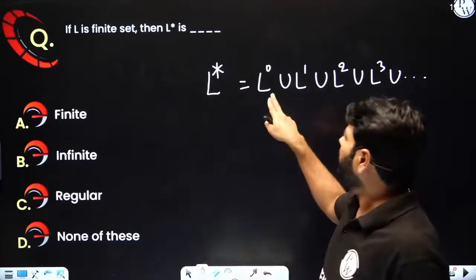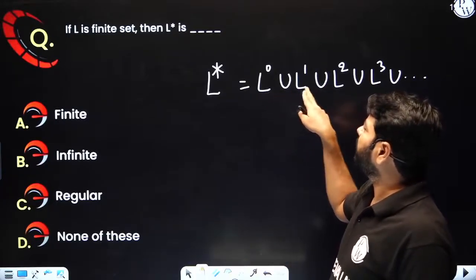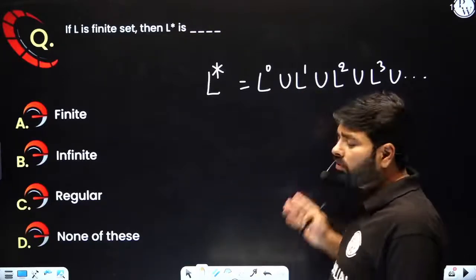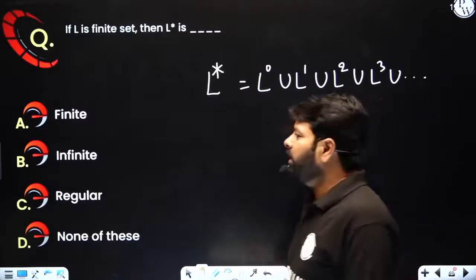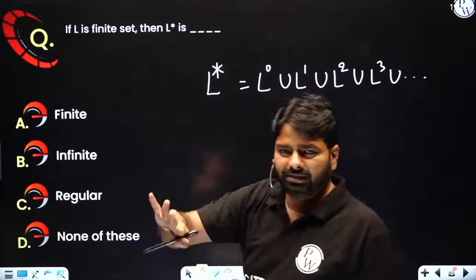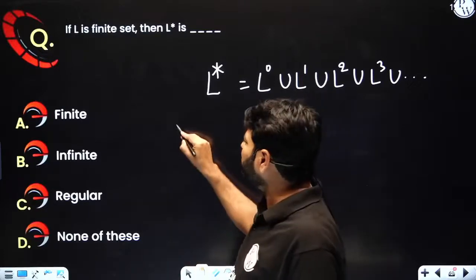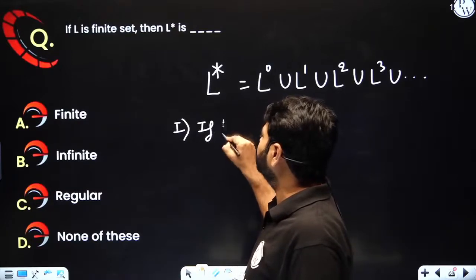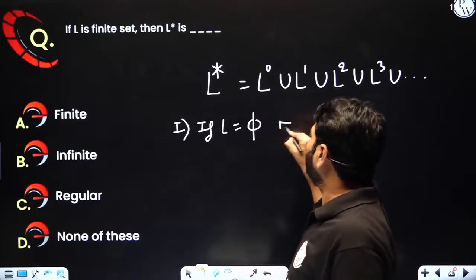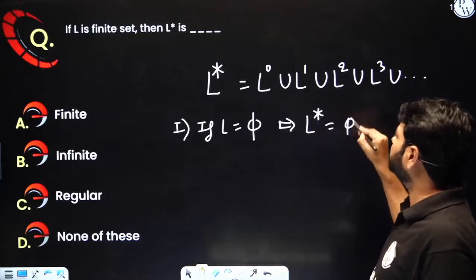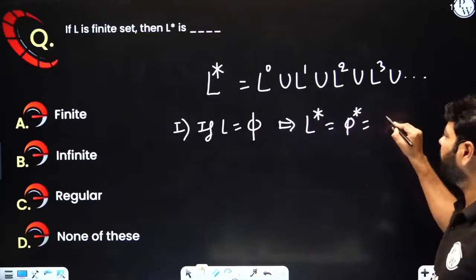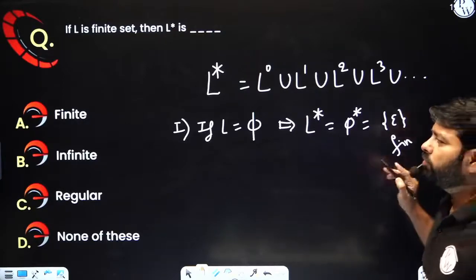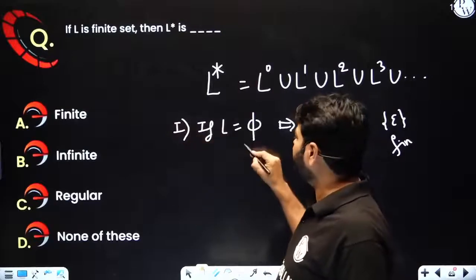So you can repeat 0 number of times, you can repeat 1 time or you can repeat 2 times, but do the union of all these choices to get L star. Now if L is a finite set, what is L star? Let's say I take L as phi, then phi star is nothing but epsilon. You get only epsilon. Is it finite or infinite? Finite.